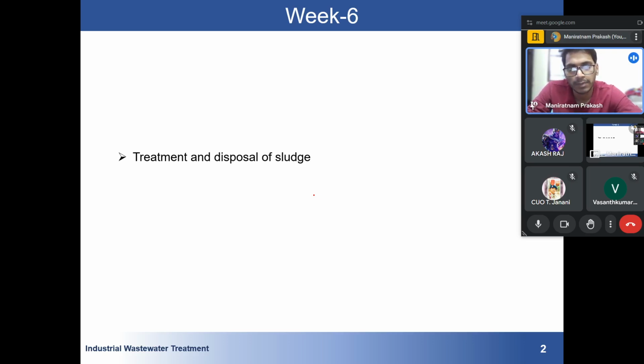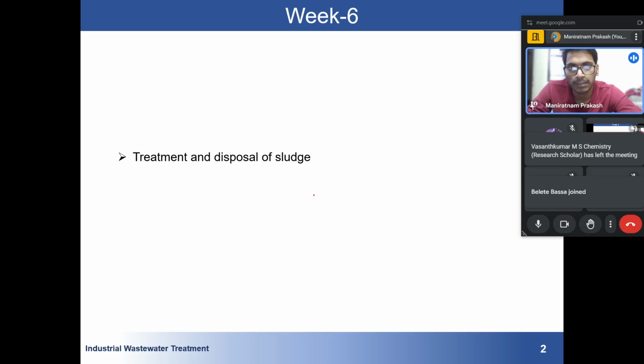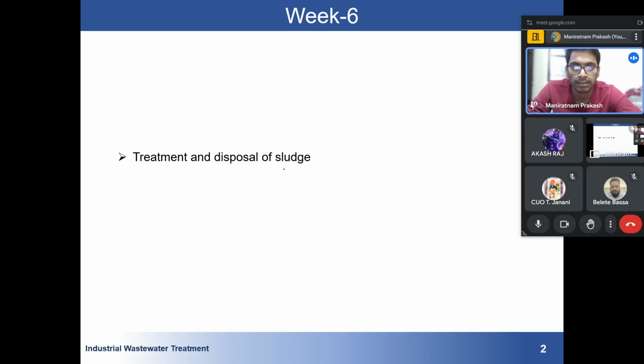So previously, in all sessions, we were seeing that somehow we are treating the wastewater, but we were not looking into the product which was produced after treatment. In this session, we will be focusing more on what I have to do after the treatment has occurred. The first thing is that sludge is produced, so how sludge is treated or managed, we will be looking into in this session.